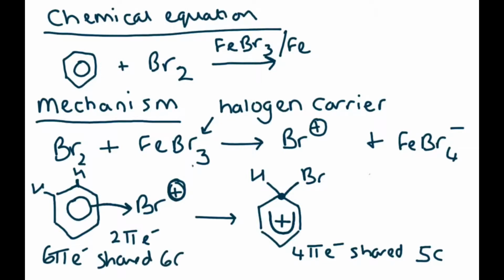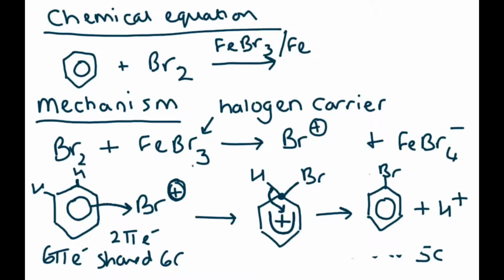Then we need to reform the benzene ring. This is just a very temporary thing. The two electrons from the CH bond come back in and reform the benzene ring. Then you have your 6 pi electrons and 6 carbons, and your hydrogen has broken off as H plus. This product that we've made is called bromobenzene.